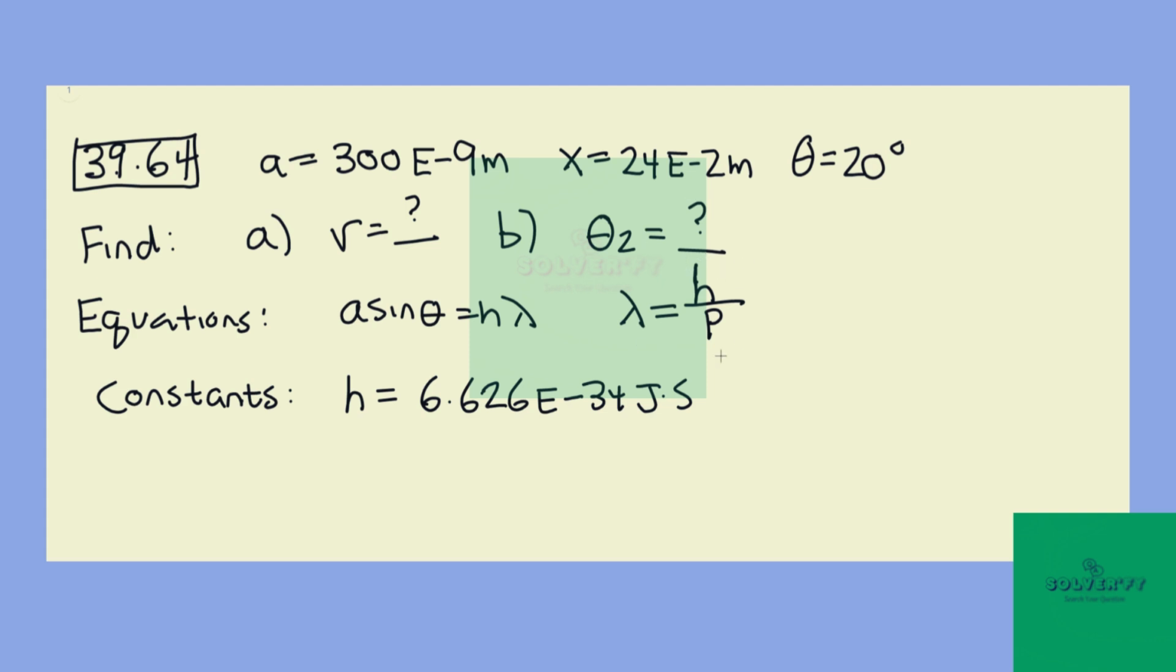So the equations are rather simple. We only need the single slit interference equation and the definition of a de Broglie wavelength. For constants, we only need h bar, or rather h, the Planck constant. So let's jump into it.